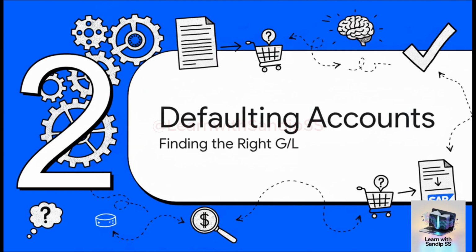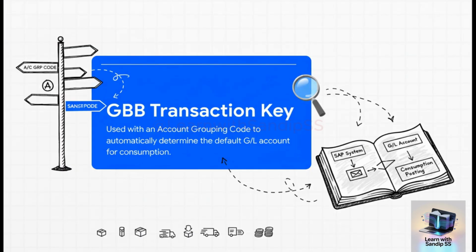How does SAP automatically find the right GL account? This is especially tricky when we're buying something that isn't a standard inventoried item. This is where the system gets really smart. And the hero of this part of the story? It's the GBB transaction key. Seriously, think of GBB as the main signpost. It works hand in hand with something called an account grouping code to point SAP directly to the correct GL account for your consumption postings. It's the key to the whole process.